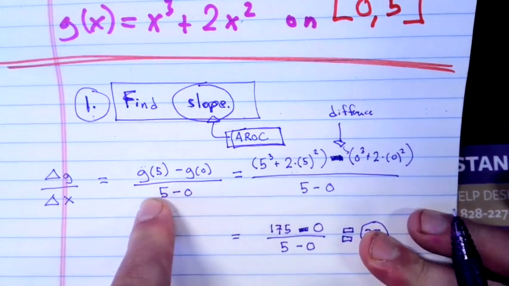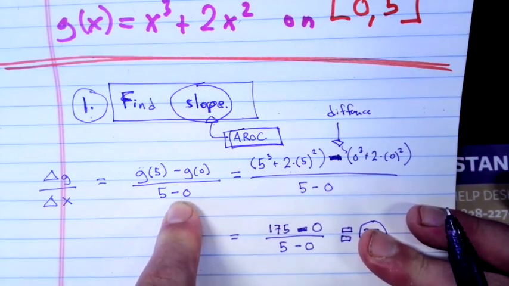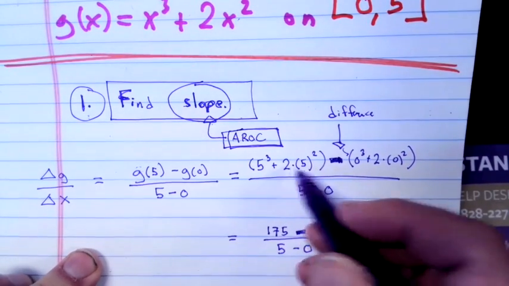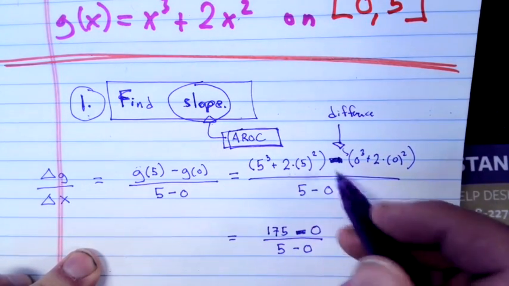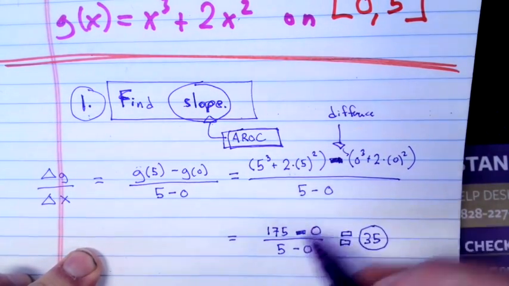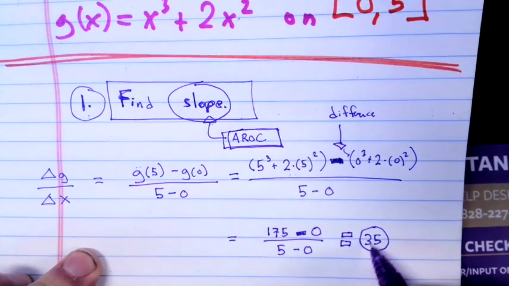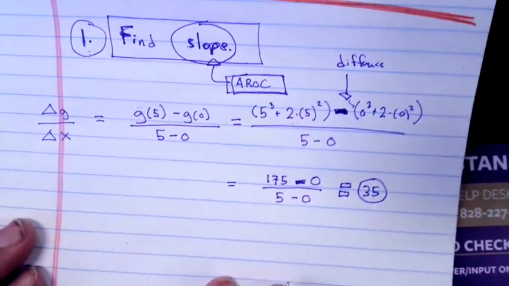I have g of 5 minus g of 0 over 5 minus 0. So I plug in and evaluate g of 5 and g of 0 and look at the difference, and look at 5 minus 0. And then if I actually calculate that out, I get 35. So now there are multiple ways you can proceed.